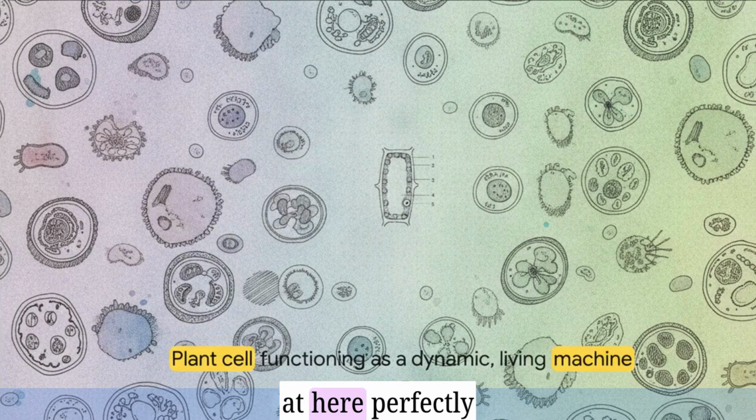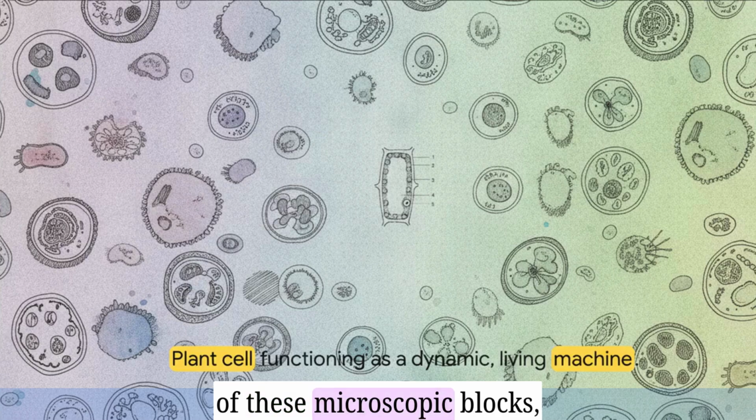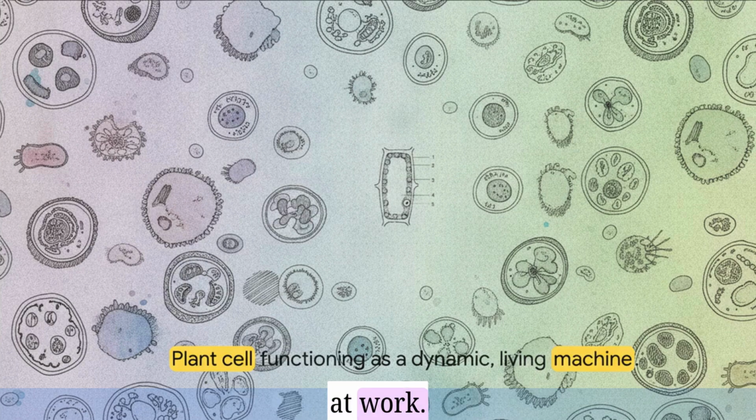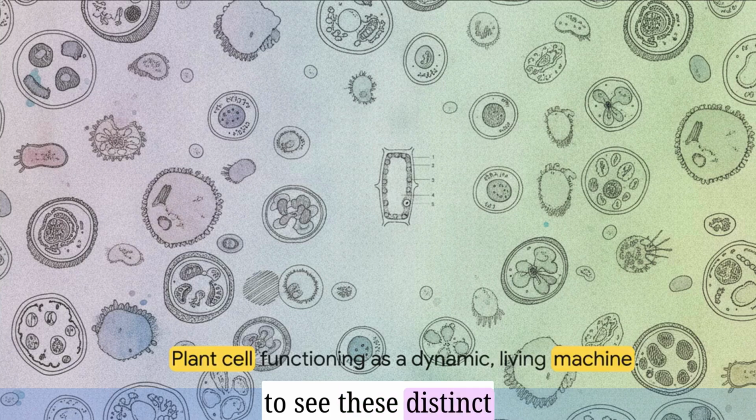And what we're looking at here perfectly captures that idea. Inside every single one of these microscopic blocks, there is this bustling, highly organized system at work. When you look at a plant cell under a microscope, you start to see these distinct structures. It's really not just some random blob of jelly. It is a dynamic, living machine.